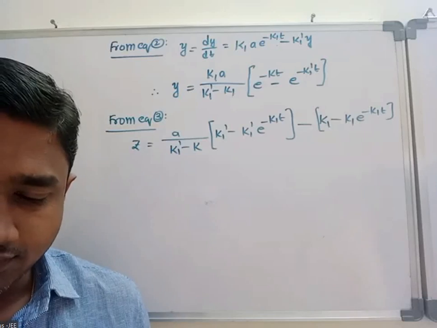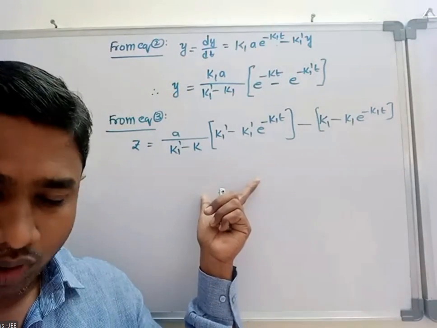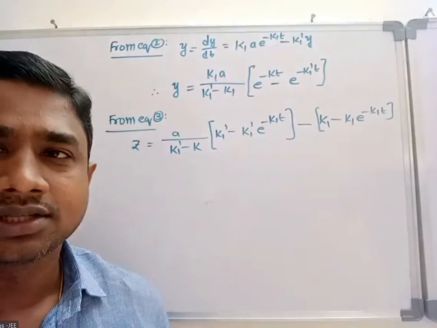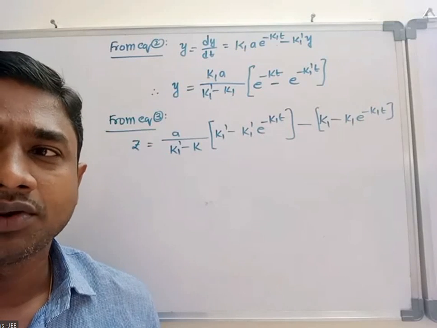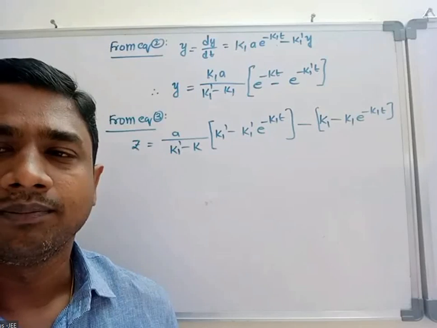Then in the next class, we can discuss some numericals related to this one, and one more small reaction, parallel reactions. Then we can go for objective questions and then get back to the next chapter, surface chemistry.